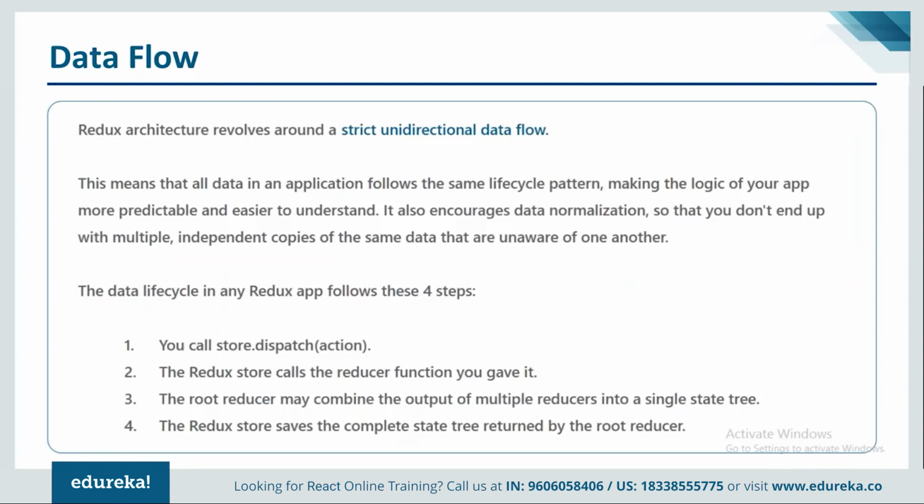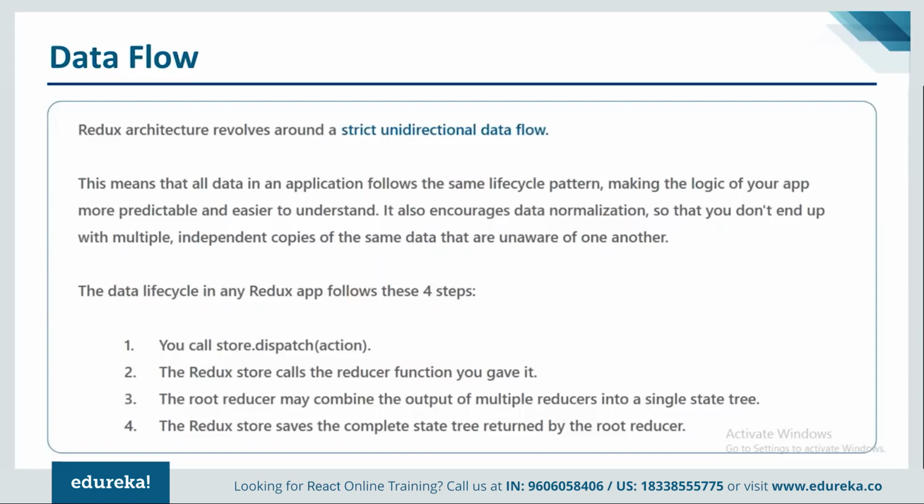So if I talk about Redux architecture, as I mentioned, it revolves around a strict unidirectional data flow. So the data lifecycle in any Redux application basically follows 4 steps. As you can see on the screen, these are the 4 steps and they happen in this order only. Which means that data in an application follows the same lifecycle pattern, making the logic of your app more predictable and easier to understand. So what are these 4 steps? The first step is that you call store.dispatch(action). The second step is the Redux store calls the reducer function you gave it.